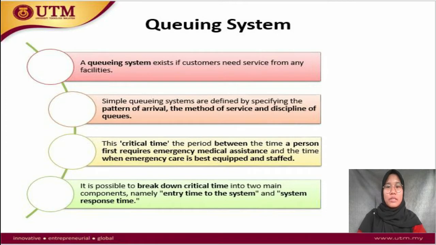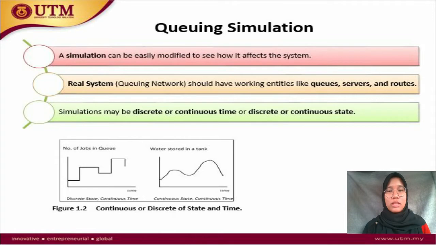Looking at the emergency patient, before medical treatment is made, the chances of recovery for the patient may be critical, and that's what we call critical times. The critical times can be broken down into two components, entry time and response time. Entry time starts when emergency medical assistance is requested until the patient arrives in the emergency room, and the response time starts when the patient arrives in the hospital until they encounter a physician who is ready to provide the specific treatment necessary.